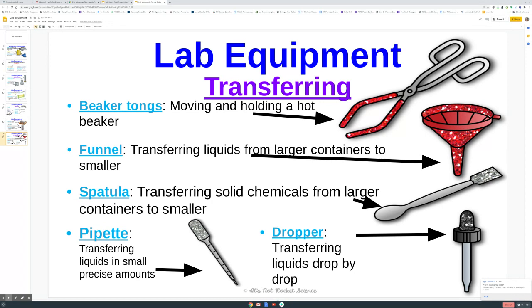container to a small one so you don't have spills, spatula for transferring solid chemicals from larger containers to smaller, pipette and dropper. We usually use these interchangeably. The pipette will usually have measurements on it so you can measure a precise amount, whereas with a dropper, you're just dropping by drops. There may be a few pieces that aren't listed here, so you might have to do a Google search when you get to that in your assignment.